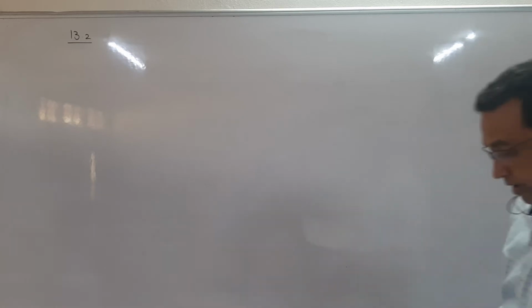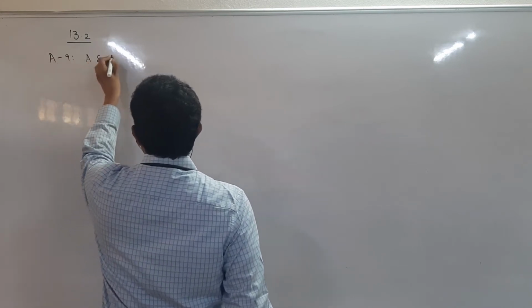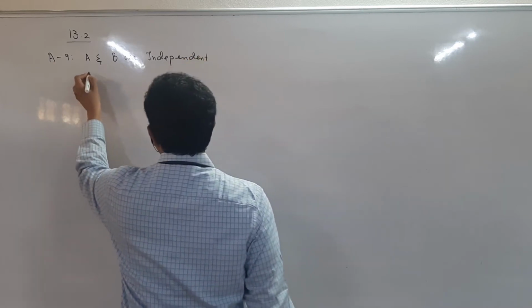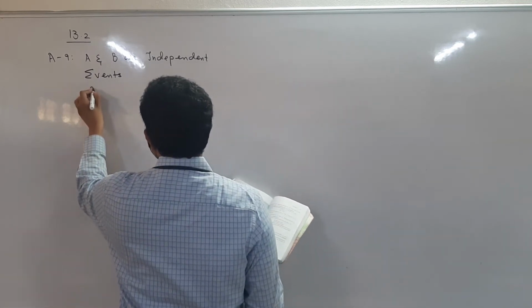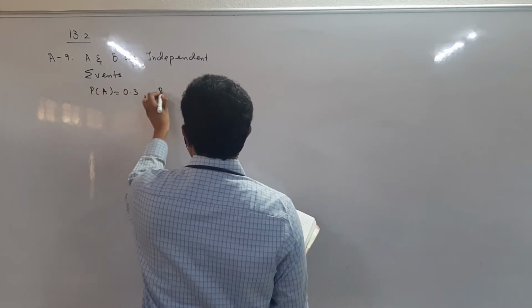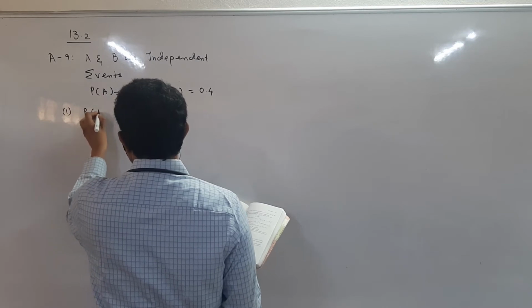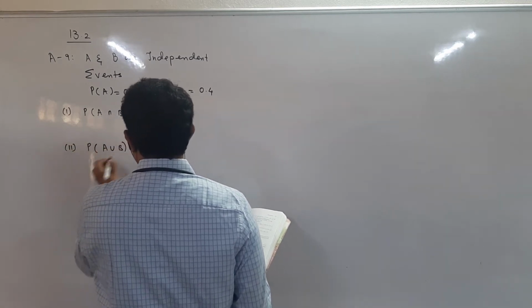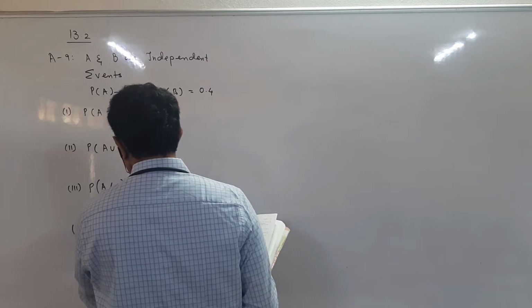Now, students, sum number 8 and 9 we are doing. A and B are independent events. P of A is 0.3 and P of B is 0.4. Find the following. The first part is P of A and B. Second part is P of A union B. Third part is P of A given B. And students, the fourth part is P of B given A.